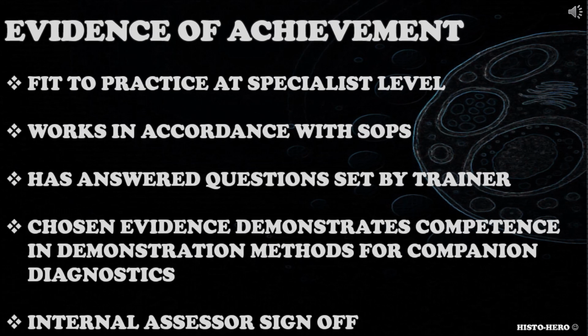Each subsection also has evidence of achievement. This is the part where you, the training officer, sign the candidate off as competent and fit to practice as a BMS at the specialist level. By doing that, you will confirm that the candidate can work in accordance with local SOPs relevant to this subsection. This will also confirm that the candidate has answered questions set by you to test their knowledge and skills relevant to this subsection. And you will also confirm that the candidate's chosen evidence demonstrates their competence relevant to this subsection.